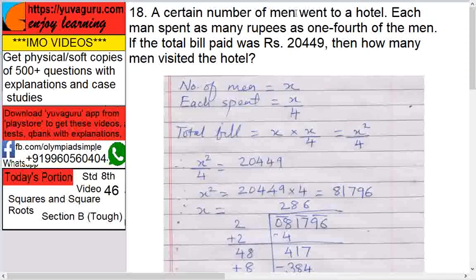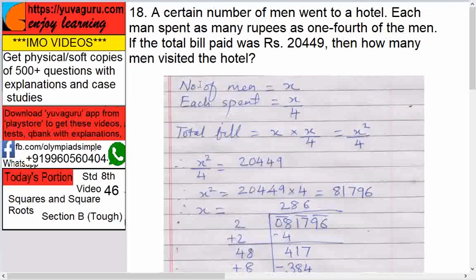A certain number of men went to a hotel. Each man spent as many rupees as 1/4 of the men. If the total bill paid was 20,449, then how many men visited the hotel? Okay. Means if there are 10 men over there, each one will pay 1/4, so 2.5 rupees. If there are 100 men, then each one will pay 25 rupees.